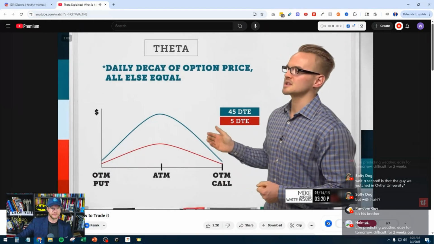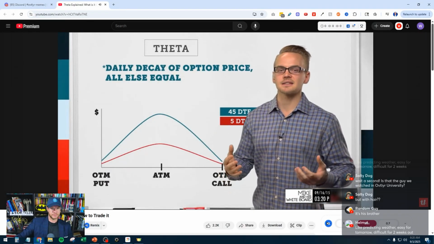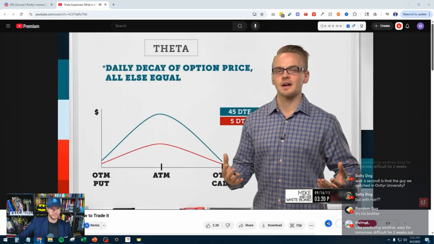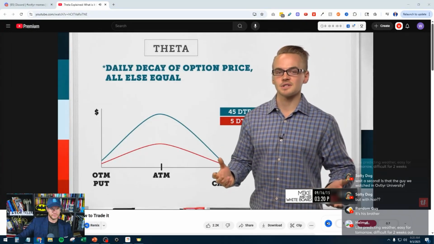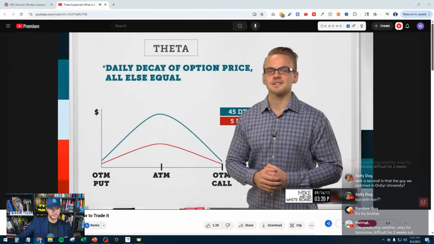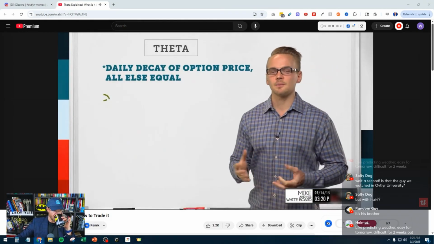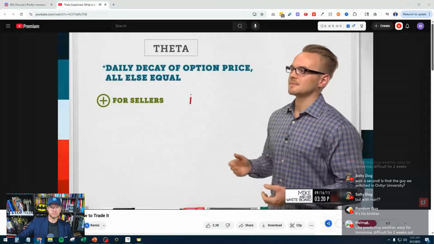But what I wanted to display here is simply that the at-the-money options are going to have the highest theta value because that's where the most extrinsic value is, regardless of the expiration cycle. So let's get into what it looks like for buyers and sellers. So if we go to the next slide here, we'll take a look at what an option is. So we're looking at buyers and sellers.